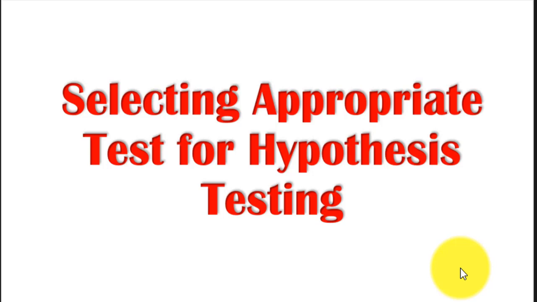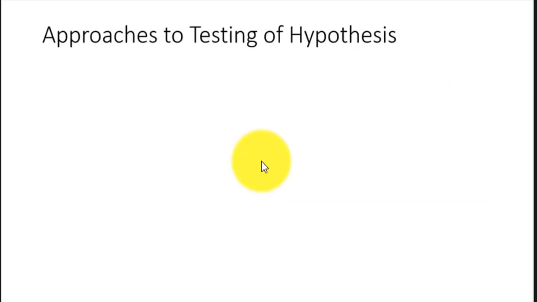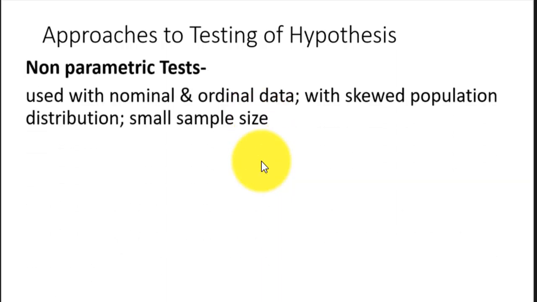Now let's begin with our original question of selecting the appropriate test of hypothesis. Broadly, there are two approaches of hypothesis tests, non-parametric and parametric tests. Non-parametric tests are used to test the hypothesis with nominal and ordinal data when there is no information about the population distribution and also with small sample size.